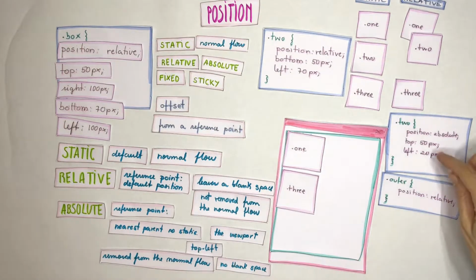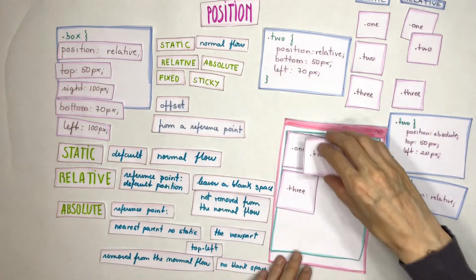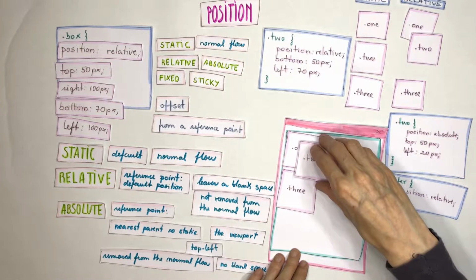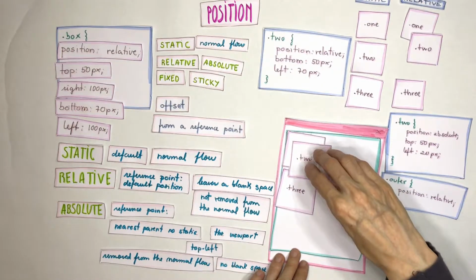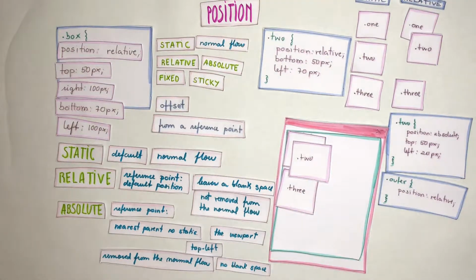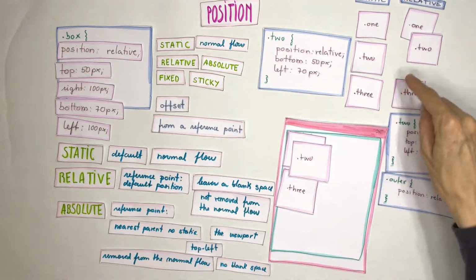And then the element with position absolute is placed in its new position, which in this case is 50 pixels from the top and 20 from the left, taking as a reference the top left corner of the outer element. Remember, with position absolute, the element is removed from the normal flow, so there is no blank space left.